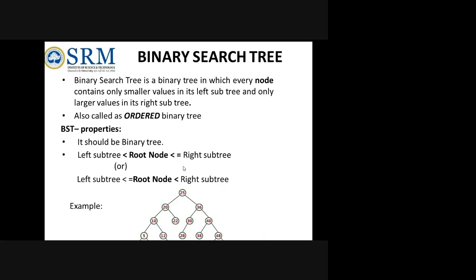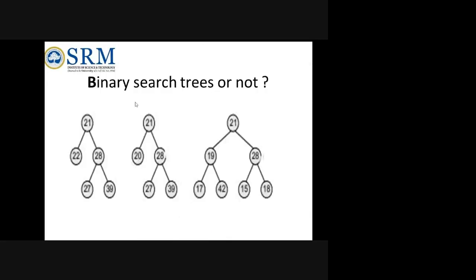So in a binary search tree, the left side of the root node will contain values lesser than your root, and the right side will have values greater than your root. So that's the condition given here. Now see here, when I take this 21, we will find out whether it is a binary search tree or not. Tell me whether this is a binary search tree as per the condition I told you. First one.